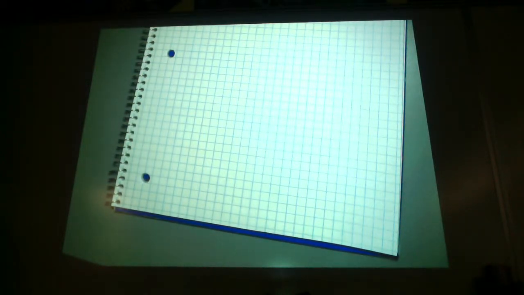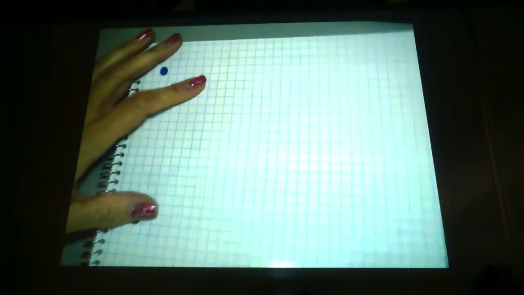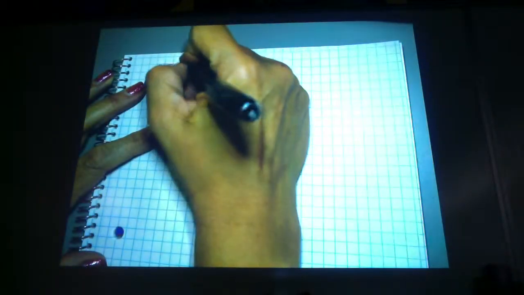Okay, so today we are going to look at section 8-5, which is using the law of sines.